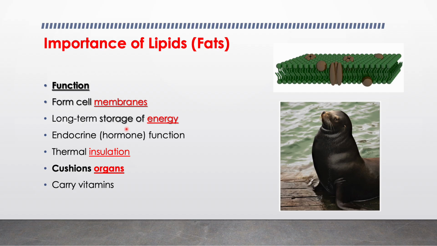So when someone's trying to maintain a healthy diet, they'll make sure that they have healthy fats, something like an avocado, in their diet to help give them long-term energy. Lipids are important for the endocrine system, which regulates our hormones. Lipids are important for insulation. If we look at our little guy over here who swims in very cold water, that insulation layer is very important to help keep his body temperature. Lipids cushion our organs, and they carry vitamins throughout the body.